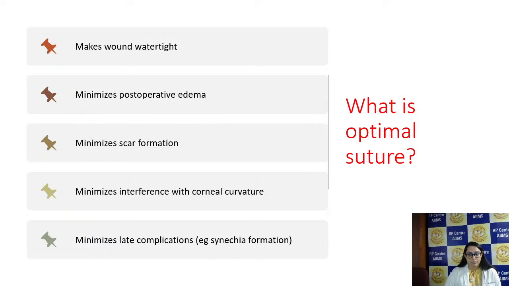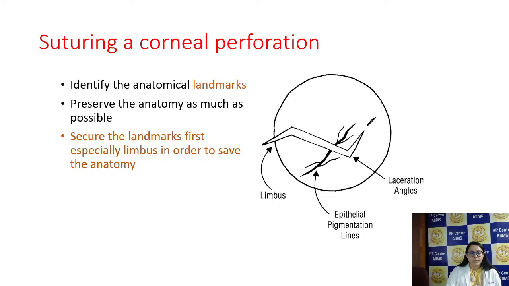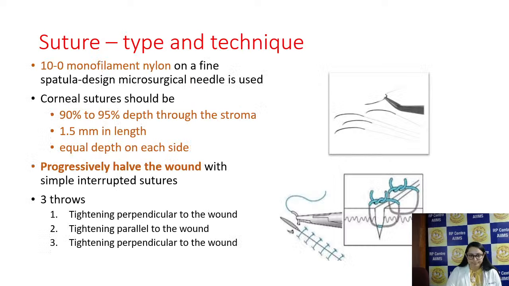So what is an optimal suture? An optimal suture is a suture which makes the wound watertight, minimizes postoperative edema, minimizes scar formation, minimizes interference with the corneal curvature, and minimizes any late complications such as synechiae, glaucoma, etc. Now, when we suture a corneal perforation, the first and foremost is to identify the anatomical landmarks, and we aim to preserve the anatomy as much as possible. Thus, we have to secure the landmarks first, especially the limbus, in order to save the anatomy.